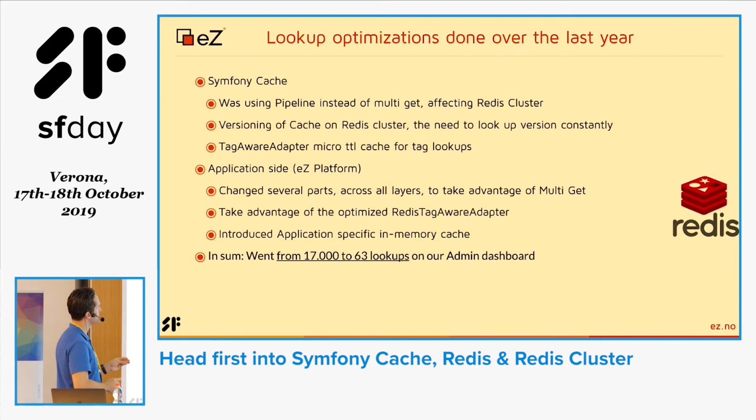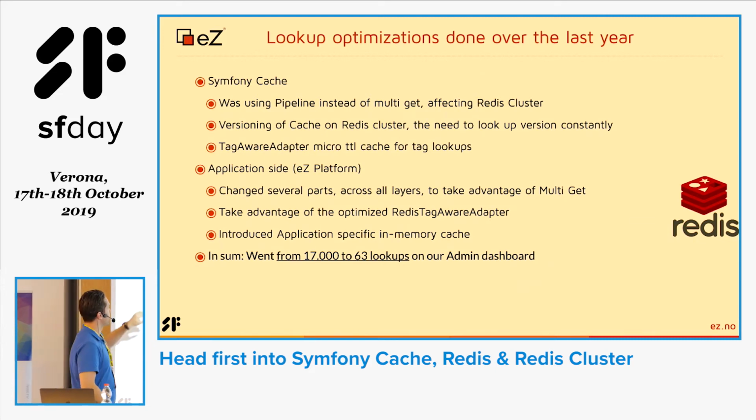There was also an issue with the Redis Cluster where it was versioning the whole cache. So if you needed to clear everything, it was keeping count of a version number. So just incrementing from 1 to 2 and 2 to 3 and so on. And needed to look up this version all the time to know which version you're on. So that was also improved. Actually, it was fixed by Nicholas in 4.4, backported to 4.3.